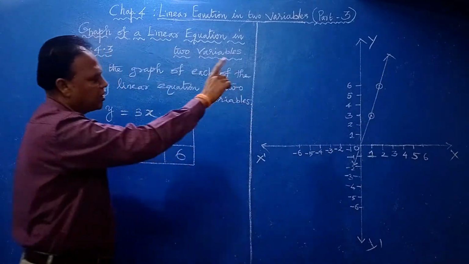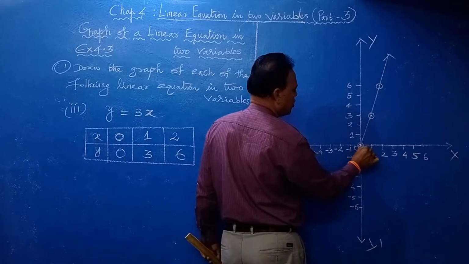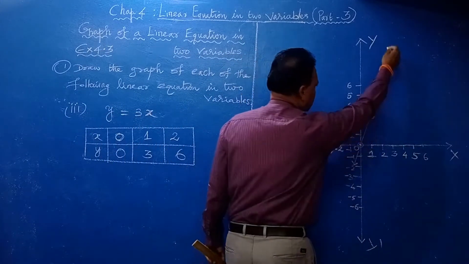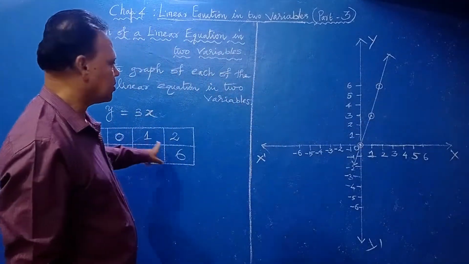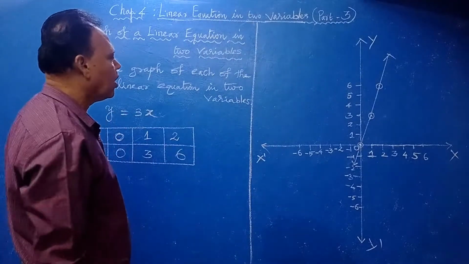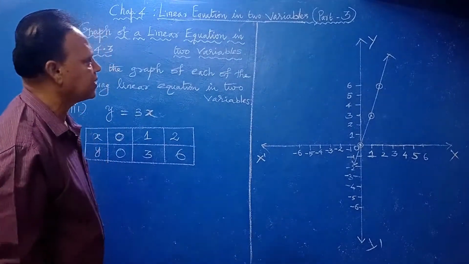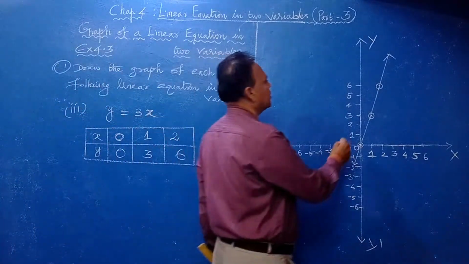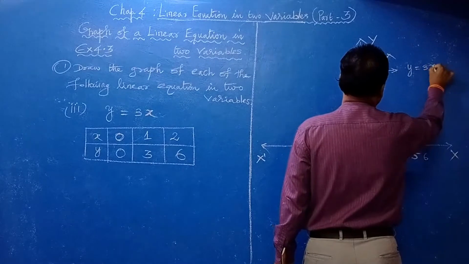See, now you join all the points, 3 points. This point, see, passing through origin. This point, and then this point. You join means correctly we will get the straight line and we will be passing through origin. Clear? That's all. This is the graph of this equation. So, the equation is y is equal to 3x.